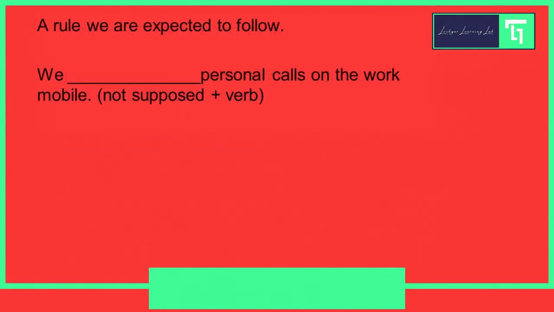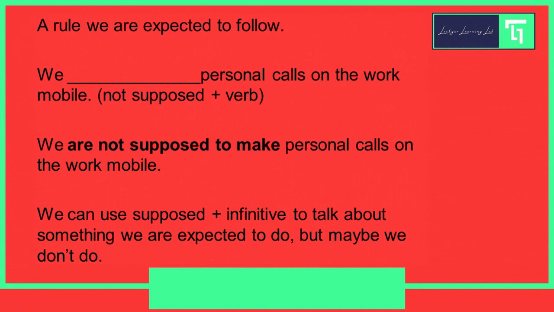And then we can also use it in the negative, a rule we're expected to follow in a negative way. So we personal calls on the work mobile, and here we're going to use not supposed and a verb. So we are not supposed to make personal calls on the work mobile. The work mobile is only for work-related affairs.